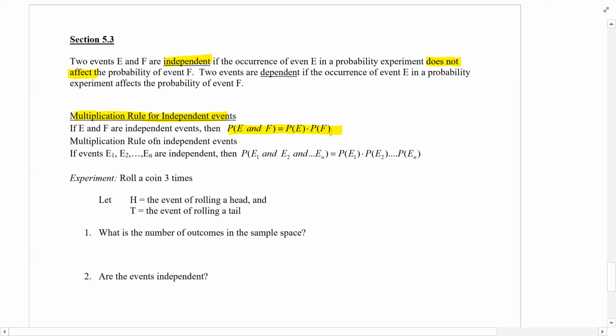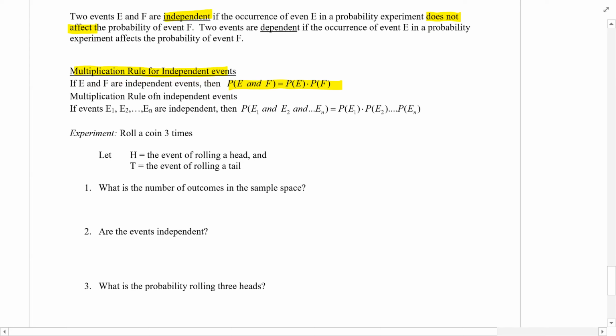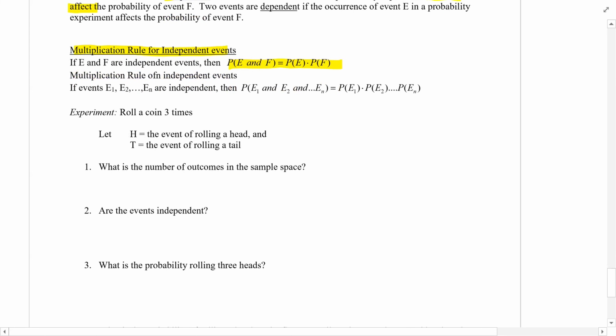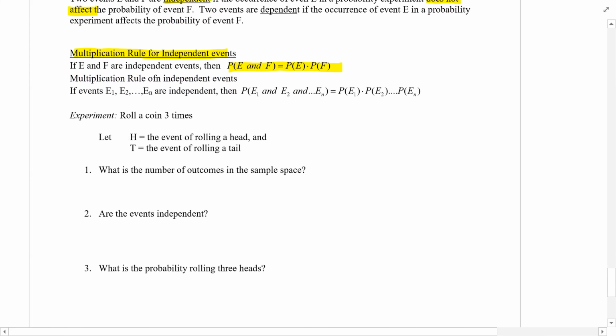Now the multiplication rule for independent events says if the events E1, E2, through En are independent, then to find the probability of all of them, E1, E2, E3, all happening, we multiply them, taking the product of the probabilities. So let's think about an experiment of flipping a coin 3 times. Let H represent the event of getting a head, and T represent the event of getting a tail.